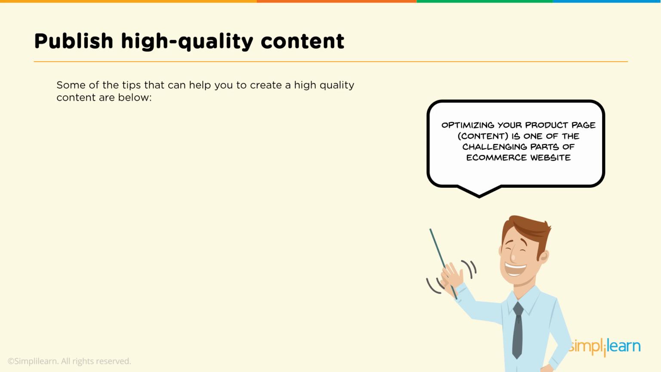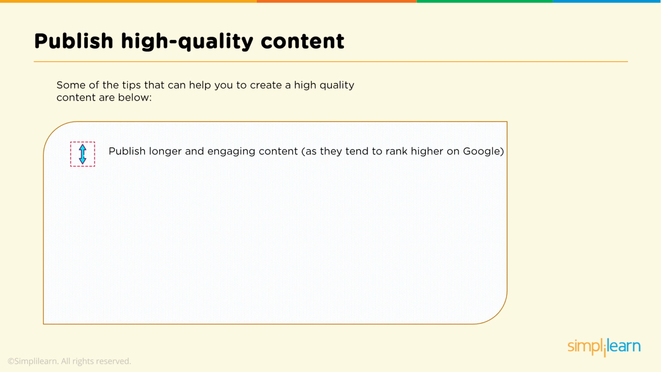So let's talk about some of the tips that can help you create high quality content. So first tip is we want to publish longer and engaging content. Longer and engaging content tends to rank higher in Google. Why? Because you have more content to work with. And when you have more content to work with, you can optimize it, you can structure it, you can insert different assets like videos and images. And by keeping it long, you're going to likely keep it engaging. And so Google tends to lean in favor of content that is well organized, structured, and long because it is more likely to be engaging for the end user.